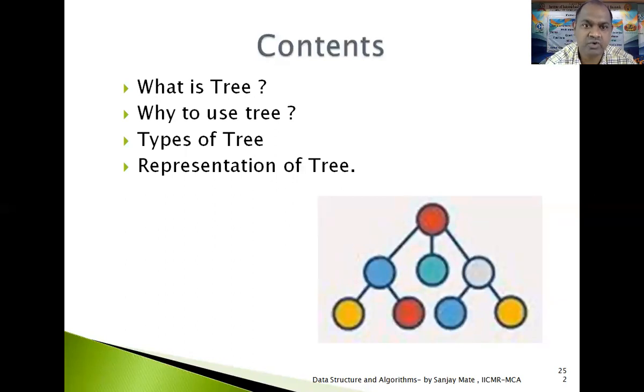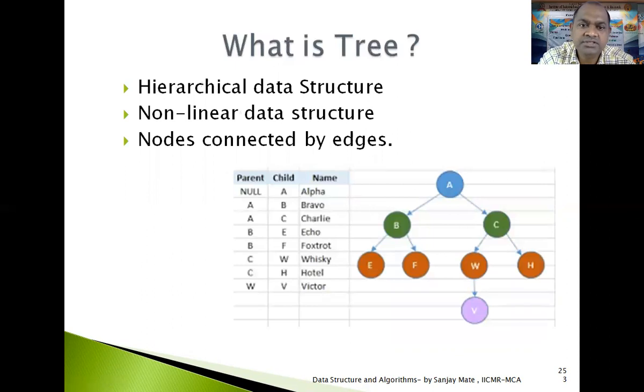So let's see first of all what is a tree. A tree is nothing but a hierarchical data structure. Means what? Here we can maintain the hierarchy. Hierarchy means what? See, here I have given one example: A is a grandparent. A is having two children, B and C. Again B is having two children, E and F, and C is having the children W and H. And again V is a child of W.